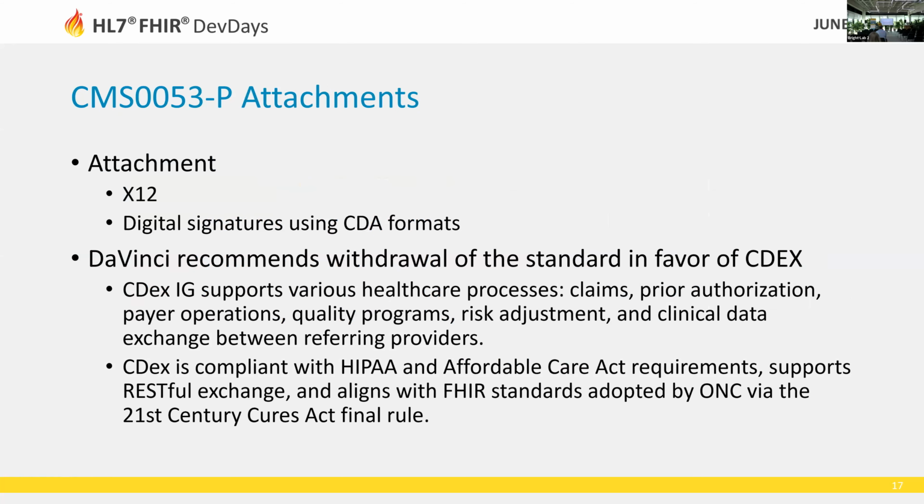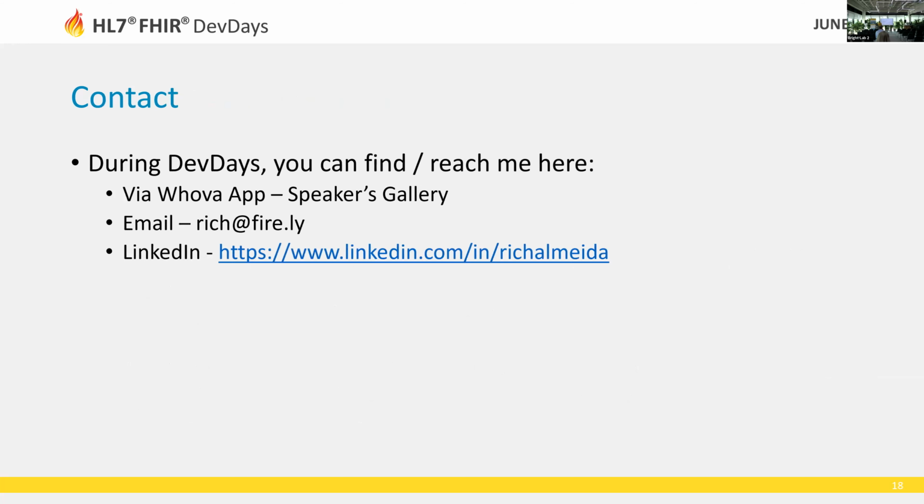Lastly, 0053, one minute, is attachments. I'm just going to start with the crux of this, which is that this is not being recommended as proposed. DaVinci is recommending the withdrawal of 0053 in favor of CDEX, and CDEX is a way to exchange information, including X12s, as I mentioned quickly in prior authorization. So instead of putting these digital signatures in CDA format and everything that 0053 dictates, we would rather use FHIR. Wouldn't that be nice, right? That's what the industry is recommending, particularly with DaVinci, and hopefully we actually do that. Okay, I made it. One minute.